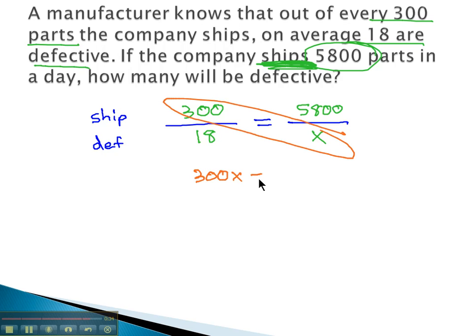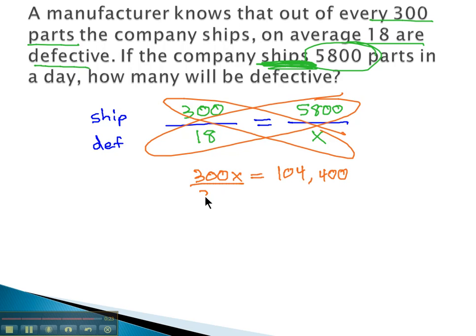300x equals 5,800 times 18, 104,400. Divide both sides by 300. And we find out x, the number of defective parts in this shipment, is probably around 348.